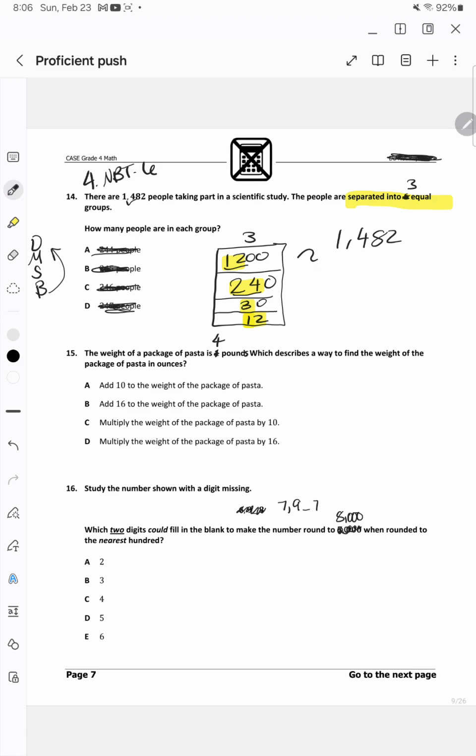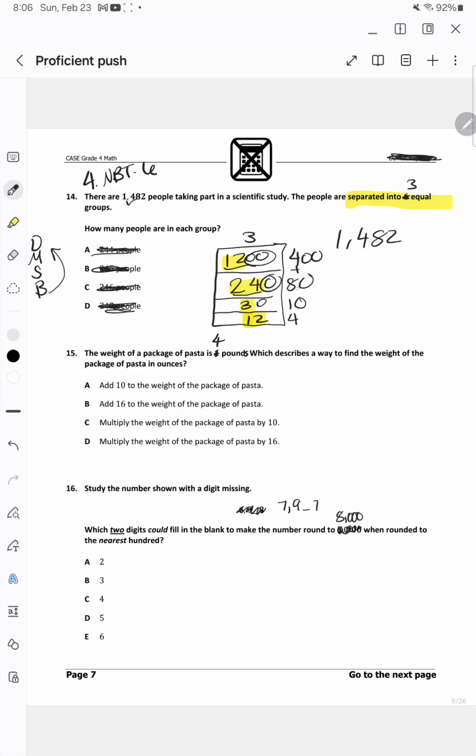How many times can 3 fit into 12? And the answer is 4. And I have 2 extra zeros, and I stick those at the end. How many times can 3 fit into 24? And the answer is 8, and I stick that extra 0 at the end. How many times can 3 fit into 3? 1, and I stick that extra 0 at the end. And again, 3 can fit into 12 4 times.